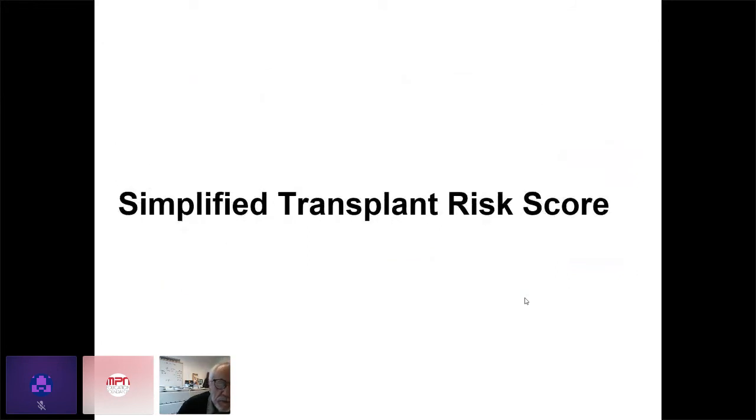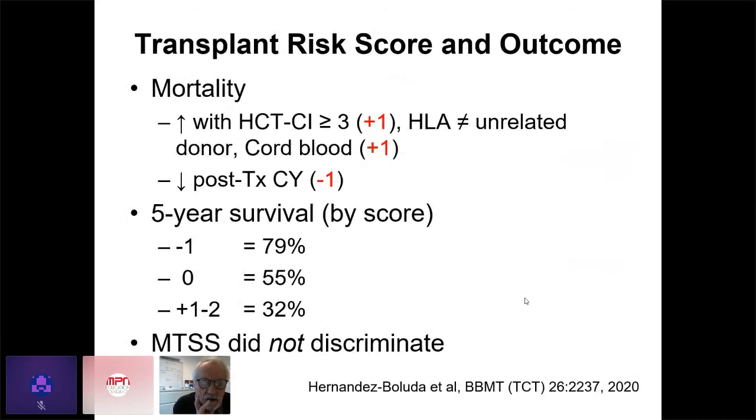A Spanish group recently presented a simplified risk score, particularly for transplantation. Next slide. And I, in fact, like that quite a bit. It's very simple, but it makes some sense. So mortality is increased if you have a higher comorbidity score. You get 1 point for it. You also get 1 point if you get an unrelated or cord blood transplant. But you can actually subtract a point if you are receiving cyclophosphamide after transplantation, which has been shown to definitely reduce the incidence of graft versus host disease, this very unwelcome complication of transplantation, particularly in its chronic form.